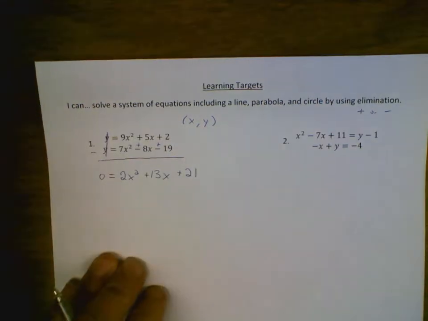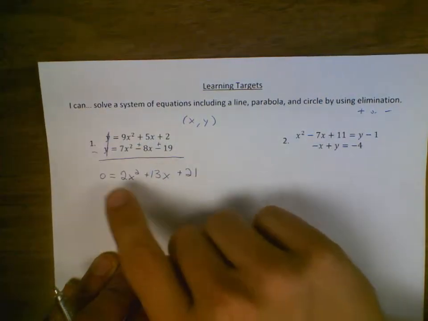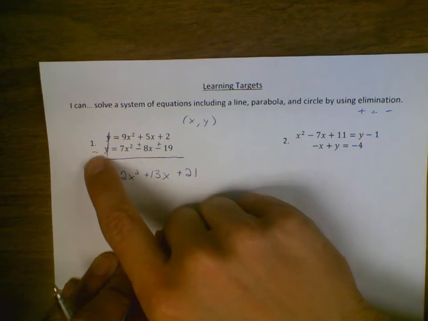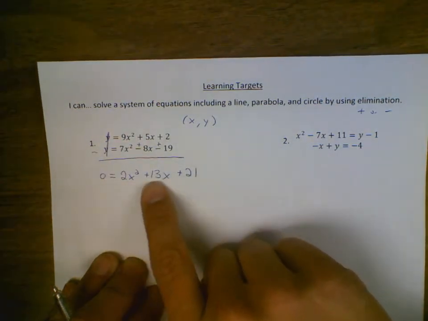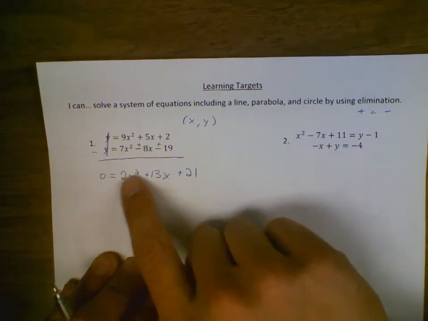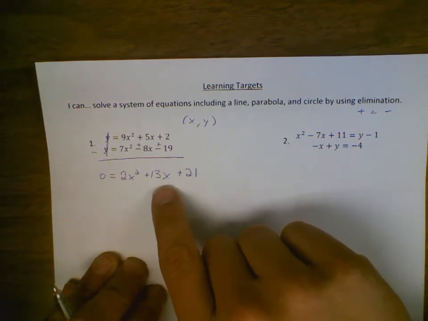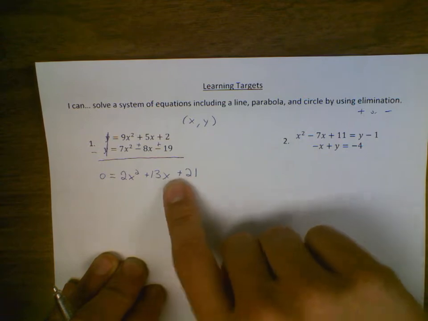Okay, so in this case, when we use elimination, we can either subtract or add. In this case, we subtracted to eliminate the y's. And you'll notice now I don't have any y's left in the equation. This allows me then to factor and solve for x.